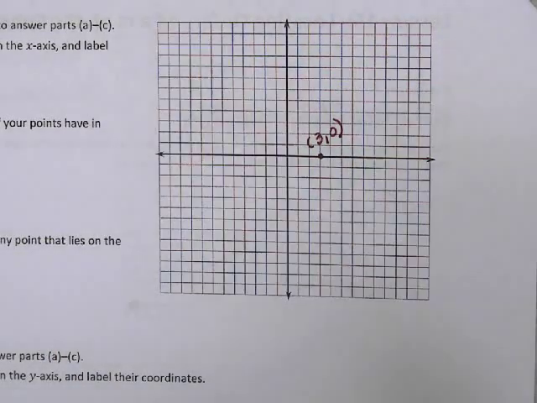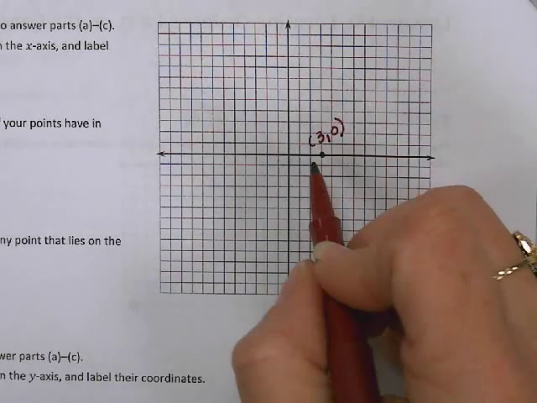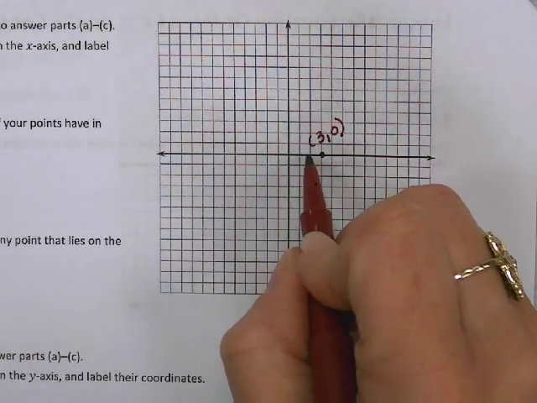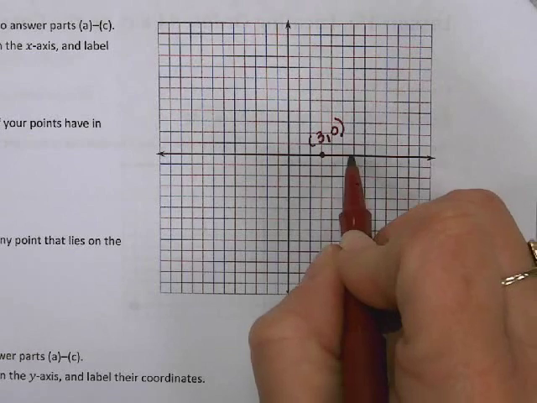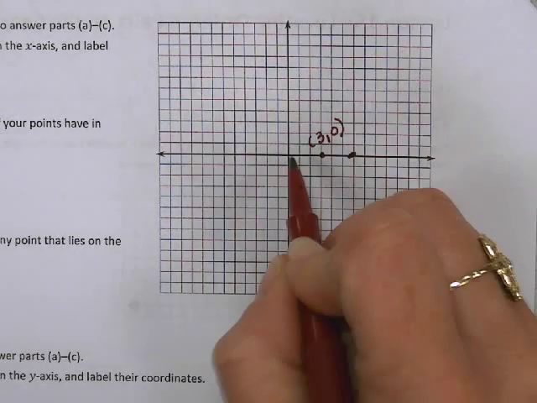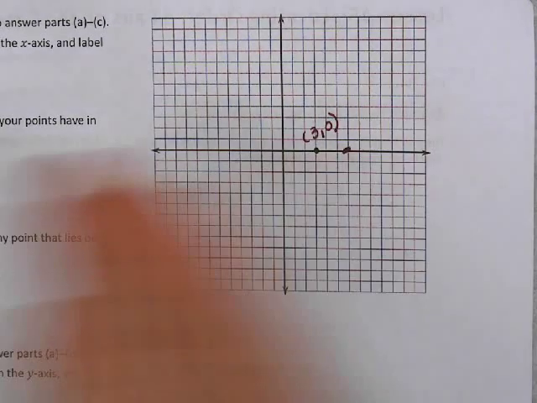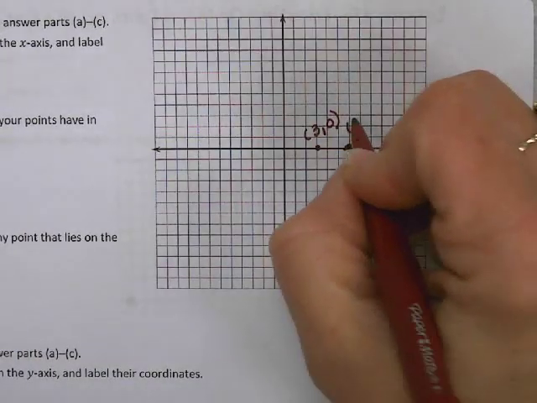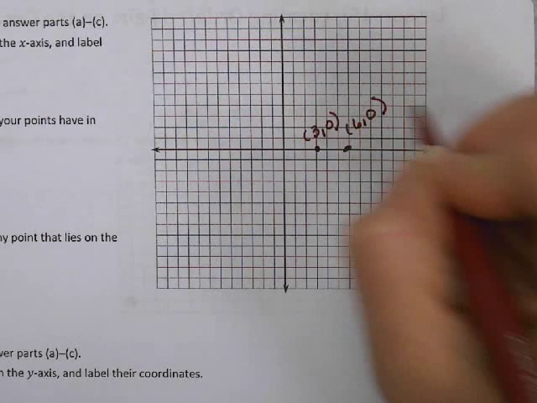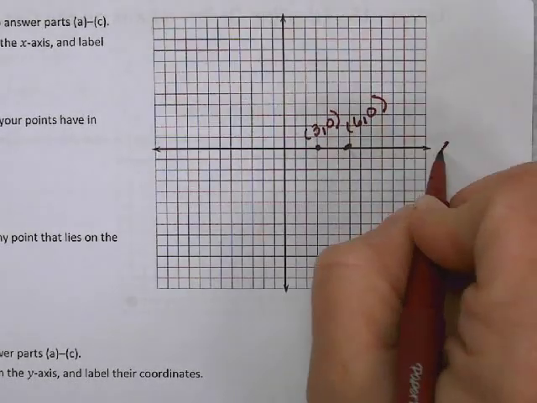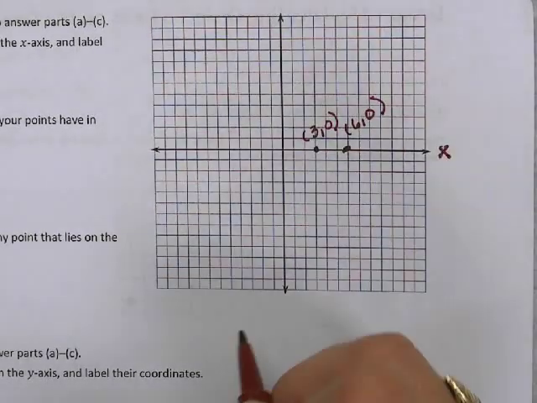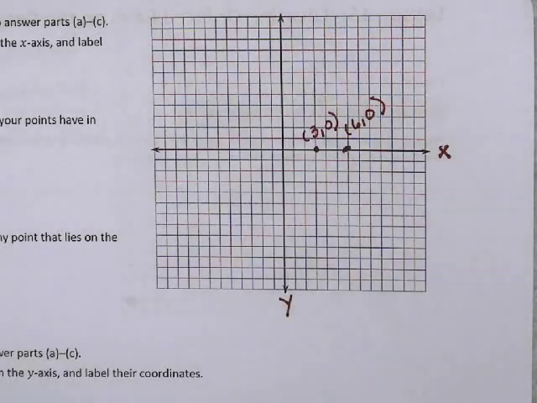Another point that I could do on that x-axis, (6, 0), the second point that I wrote down: 1, 2, 3, 4, 5, 6. So again, I'm right here. I go 6 over, and if it's going to lie on the x-axis, then I'm not going up or down. Remembering this is our x-axis. If you need to label that, you can label that x and label that y.